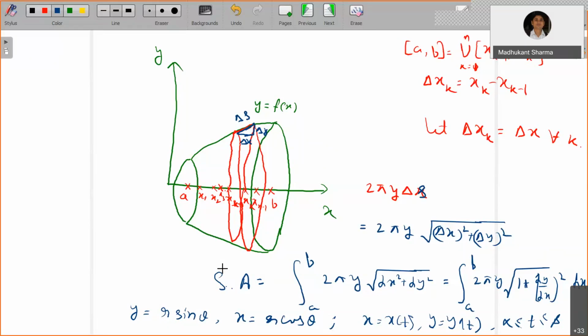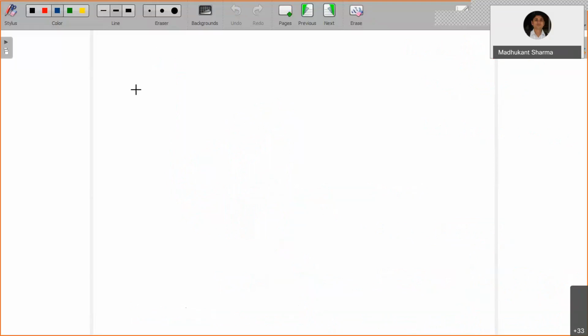Whatever I have explained at present, you can similarly use to get the volume of the solid of revolution in the same way. The volume of a right circular cylinder is pi r square h. From there we derive the volume of the solid of revolution. Here h was delta s in the case of surface area, and in a similar manner you can certainly get the volume.